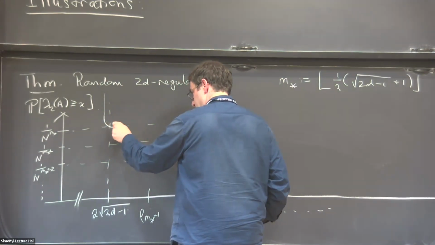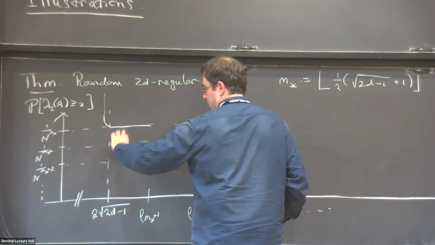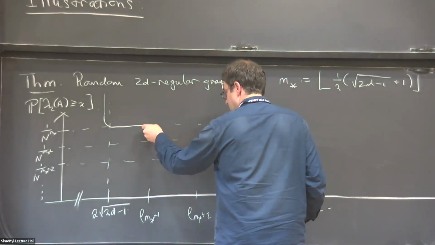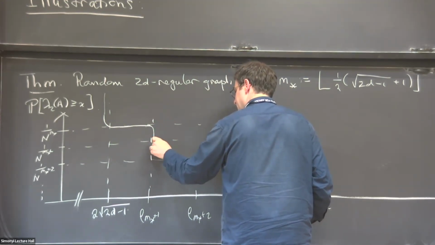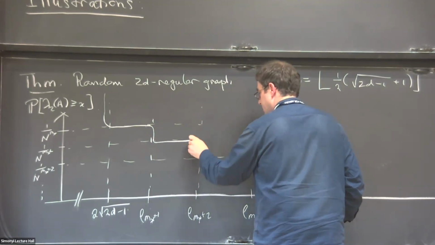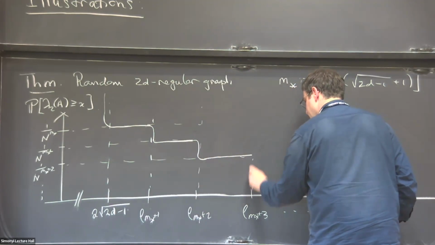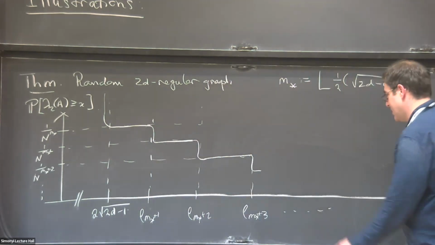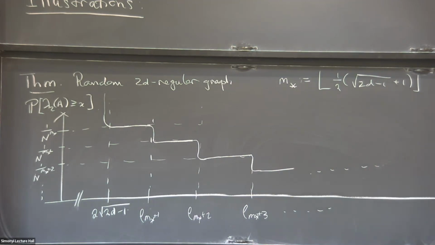And then between 2 square root d minus 1 and rho m star plus 1, the probability is 1 over n to the m star plus little o. As you hit rho m star plus 1, the probability abruptly decays to the next level. When you hit rho m star plus 2, the probability abruptly decays to the next level. When you hit rho m star plus 3, it abruptly decays to the next level, which is 1 over n to the m star plus 3, etc. Until eventually you hit 2d and then it ends, because the probability of being greater than 2d is 0.